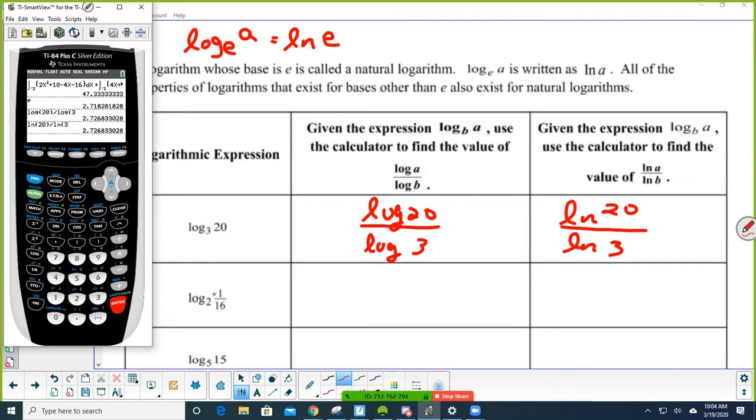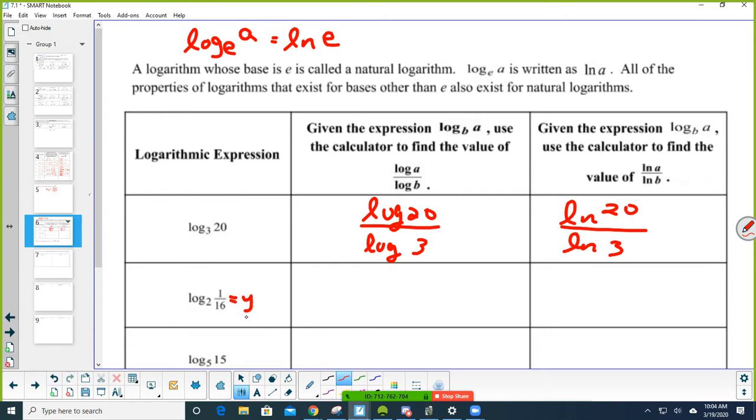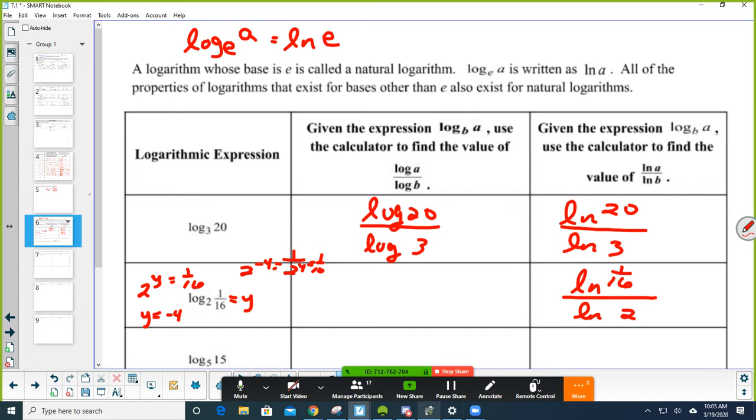It's like I could come over here to this next one, and I have log base 2 of 1 over 16. Now you guys know, if we do the old-fashioned way, it equals y. We would have 2 to the y equals 1 over 16. And y would equal negative 4, because 2 to the negative 4th is the same as 1 over 2 to the 4th, and that's the same thing as 1 over 16. So if we were doing it the way we talked about yesterday, I already know what my answer is. But just to prove it to myself, I'll say the ln of 1 over 16 over the ln of 2, and go back over here to my calculator.